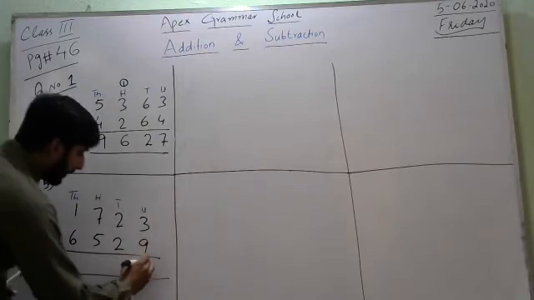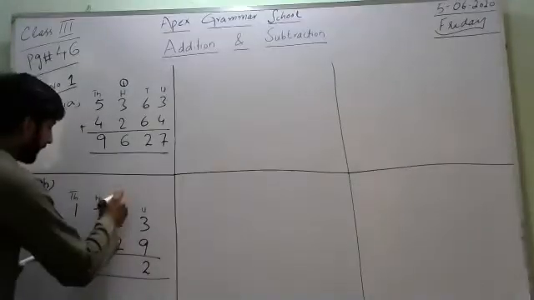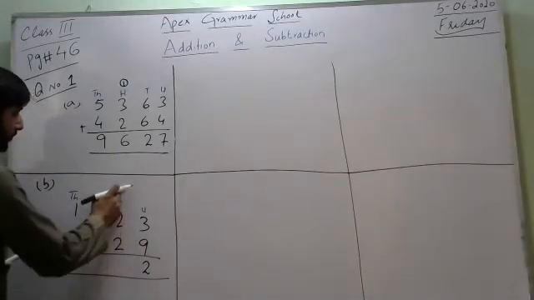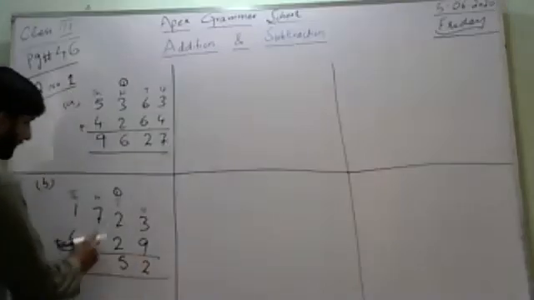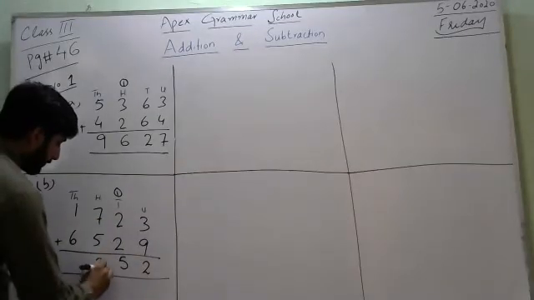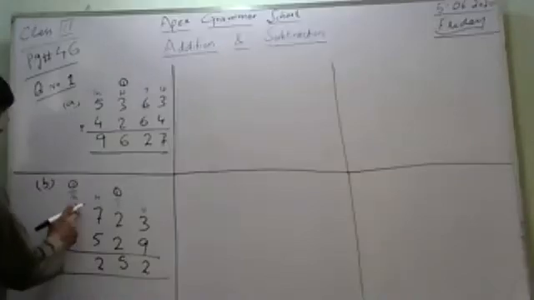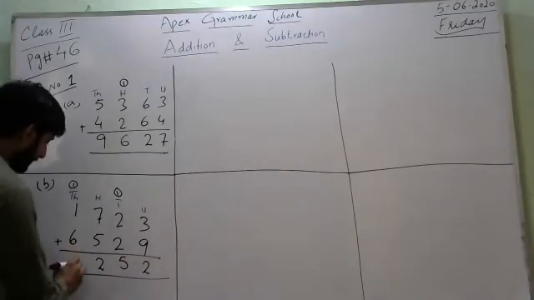3 plus 9, 12. 1 carry. 2 plus 2, 4. 4 plus 1, 5. 7 plus 5, 12. 2 here, 1 carry. And 6 plus 1, 7. 7 plus 1, 8.